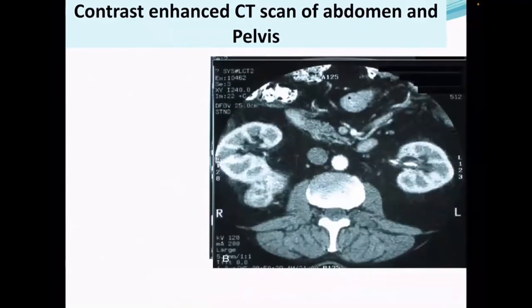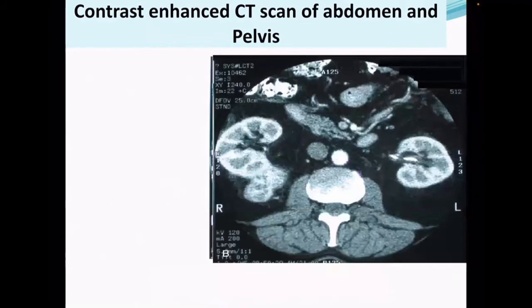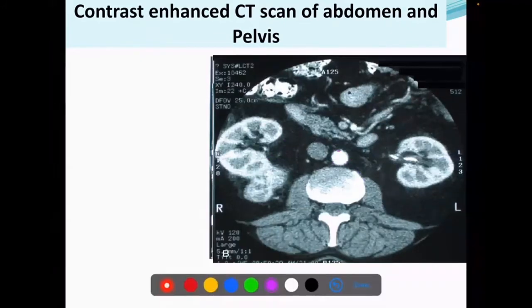See, this image is the same patient image after IV contrast. How do I know IV contrast was given? See, the aorta is white now, so that means we have given the IV contrast. Here you can see the tumor becomes brighter, just like the normal kidney, the whiteness at the kidney surface. So this is known as contrast enhancement.